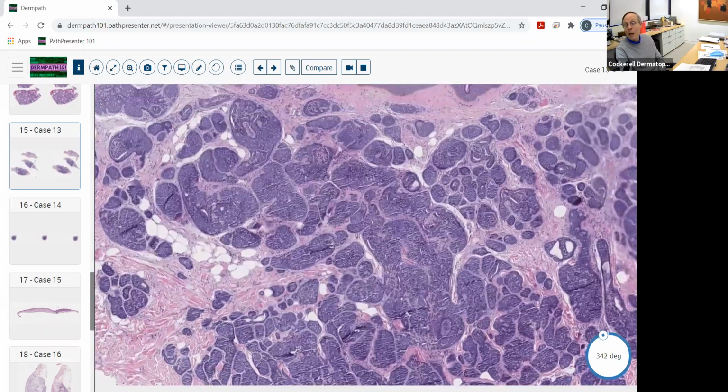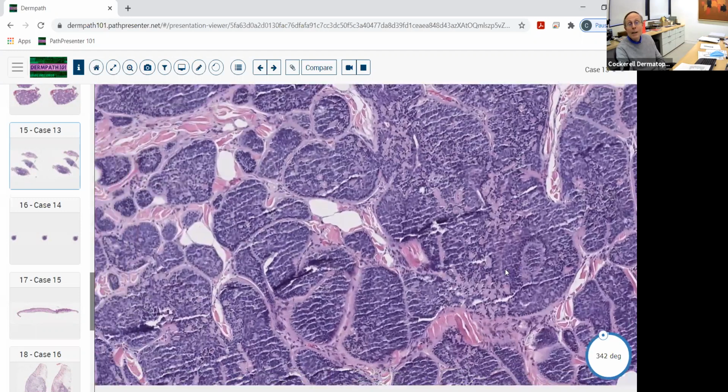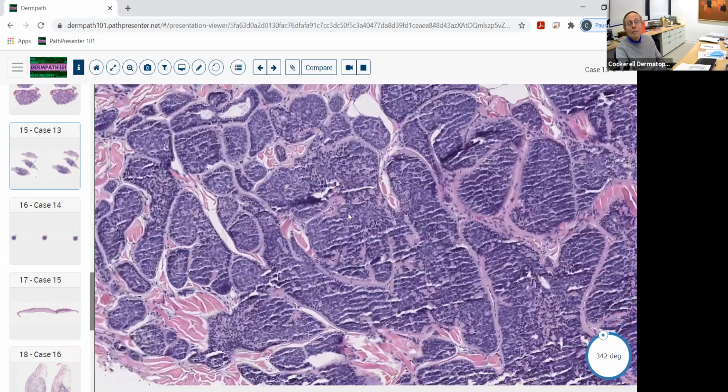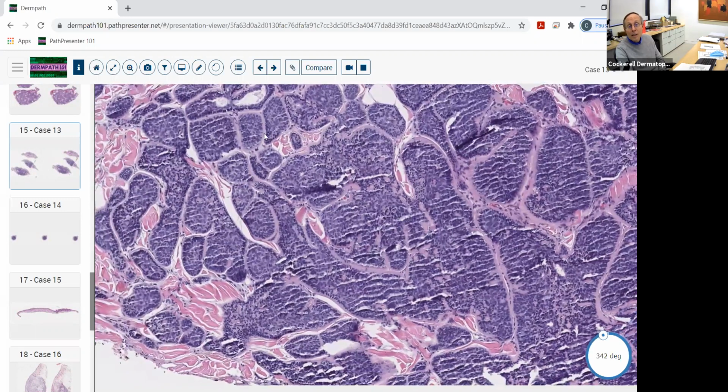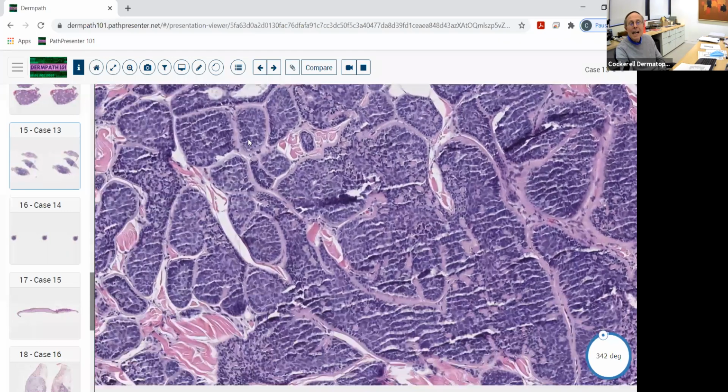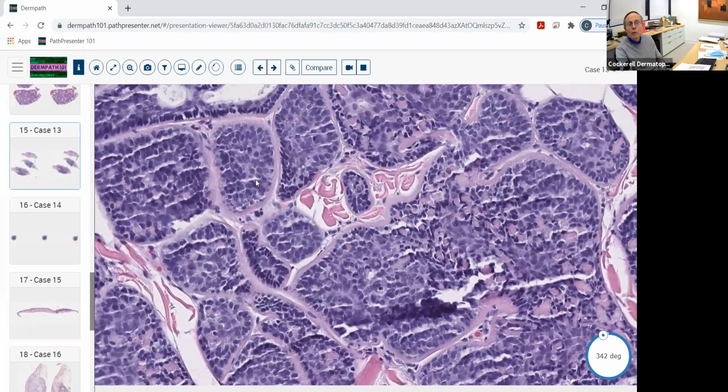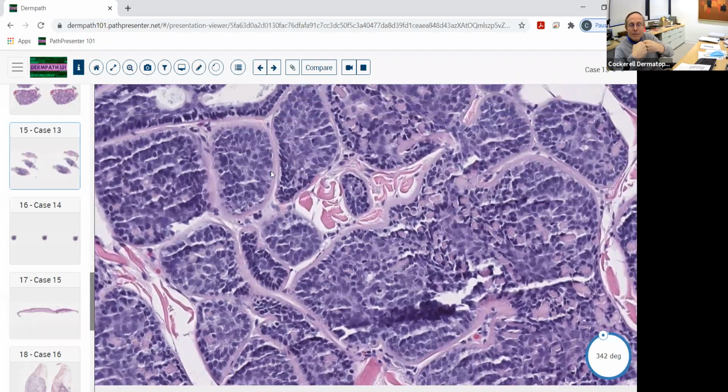Again, are these really eccrine? Are they apocrine? You can argue and fight about that all day long if you want to, but this is a nice example of where you've got these pink little strands of collagen and pink hyaline material surrounding the individual aggregations, and they're really almost cemented close to one another like this.